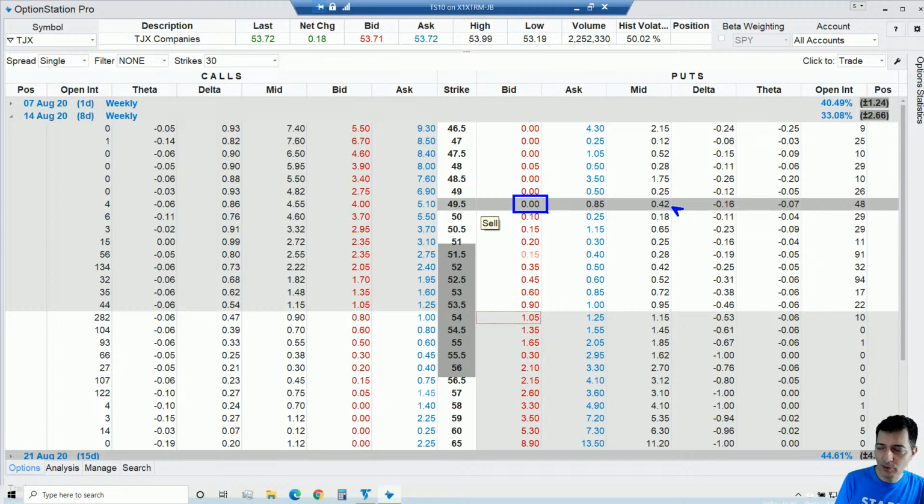Why? Because there is no bid. So it's a theoretical price. There's no way you're going to get that. And even worse, if you want to exit, there's no way you'll be able to exit, and it's a big problem. So no trade for us on TJX. And again, sometimes, it seems that this could be the day.